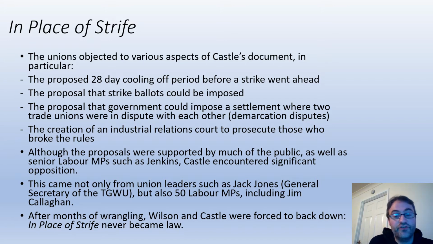But it isn't just union leaders. There's around about 50 Labour MPs who make it clear to Wilson that they will not back down and they will absolutely not support these proposals. Crucially, Jim Callaghan, who we've met before, he's Home Secretary at the time, and he says he will fight this every step of the way. So Callaghan, as a senior cabinet member, in direct conflict with Wilson and with Castle. And that opposition, particularly the opposition from Callaghan, is enough to force Wilson and Castle ultimately to back down.